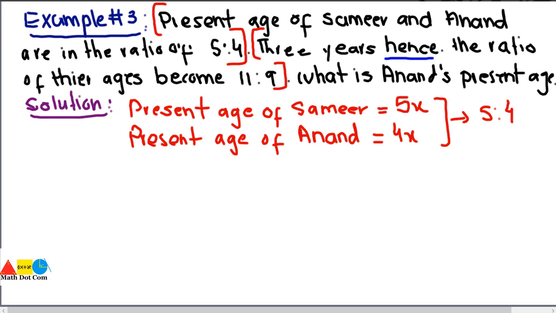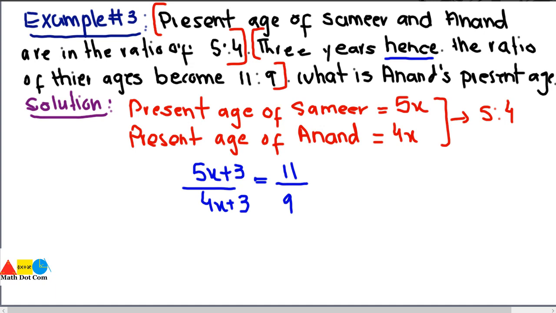So the equation can be written as 3 years after. So we have to add 3 in the ages of Sameer and Anand. So their ratio was 5x divided by 4x, and we have to add 3, as written in the question. 3 years after, the ratio of their ages becomes 11:9, equals 11/9. So this is the second part of the given question.